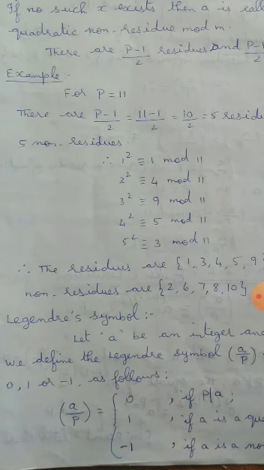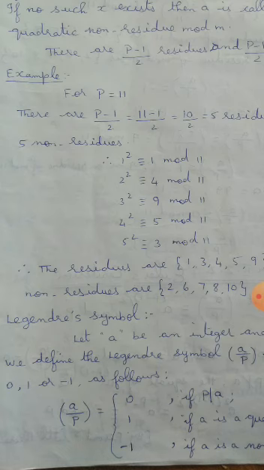1 squared is congruent to 1 mod 11. 2 squared is congruent to 4 mod 11. If the square value is less than the mod value, you can write it as it is. Otherwise, you have to divide that value by 11 and write the remainder. So in the fourth step, 4 squared means 16. When you divide 16 by 11, you get 5 as the remainder. Likewise, 5 squared means 25, divided by 11 the remainder is 3.